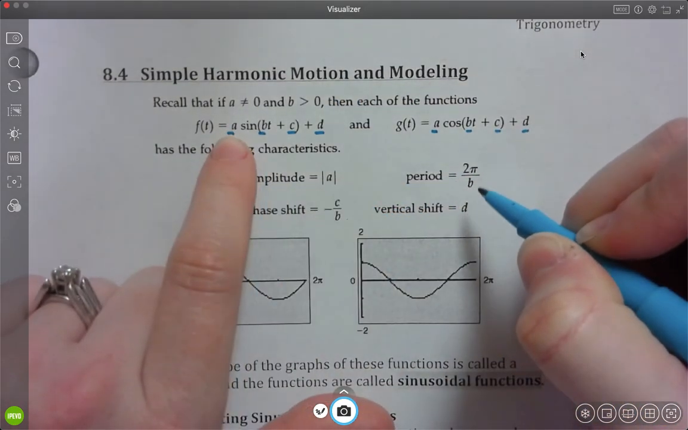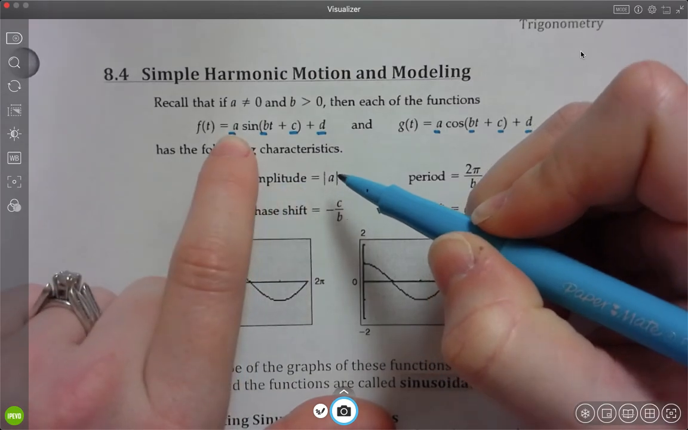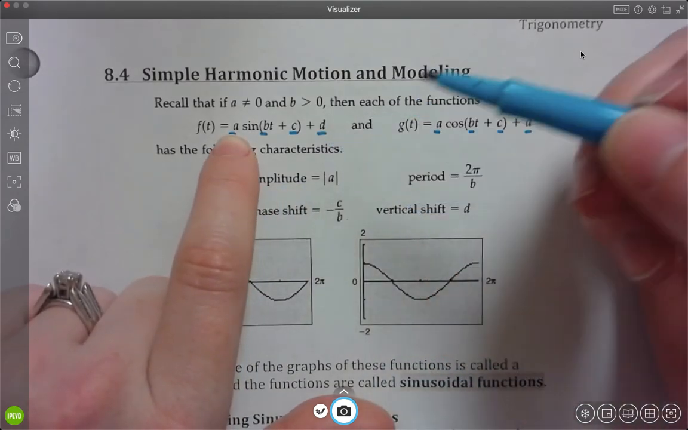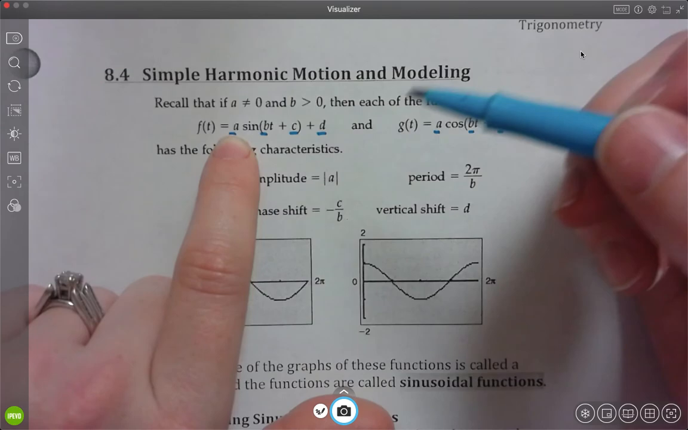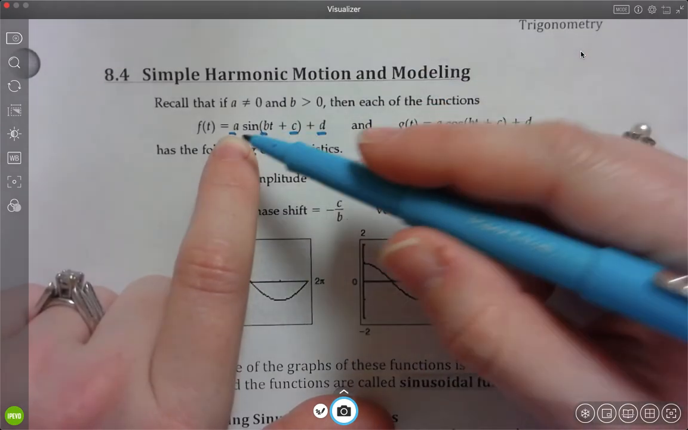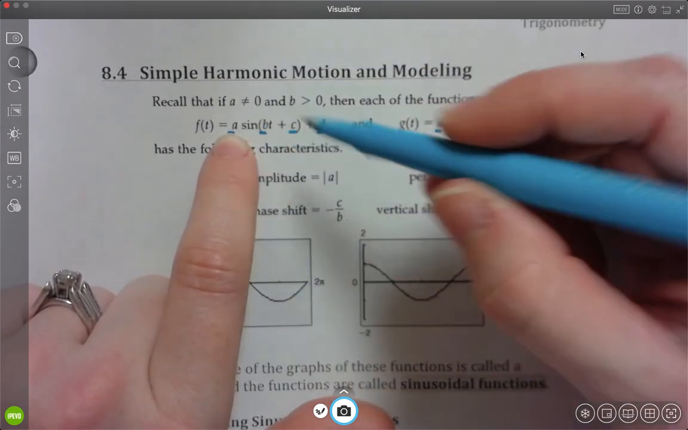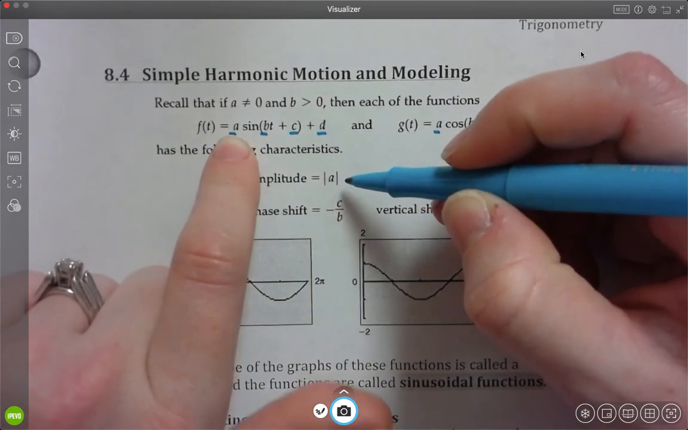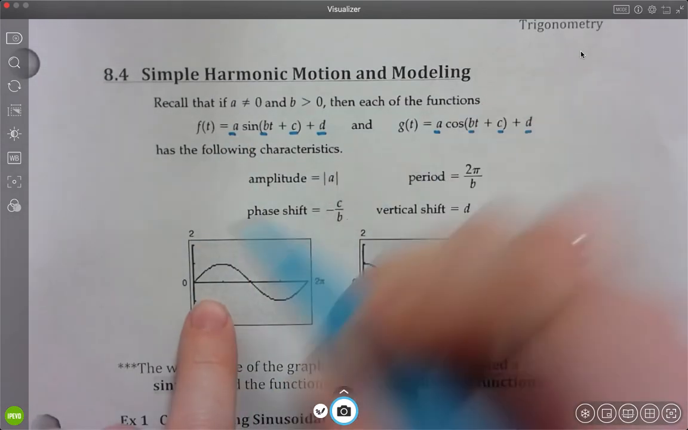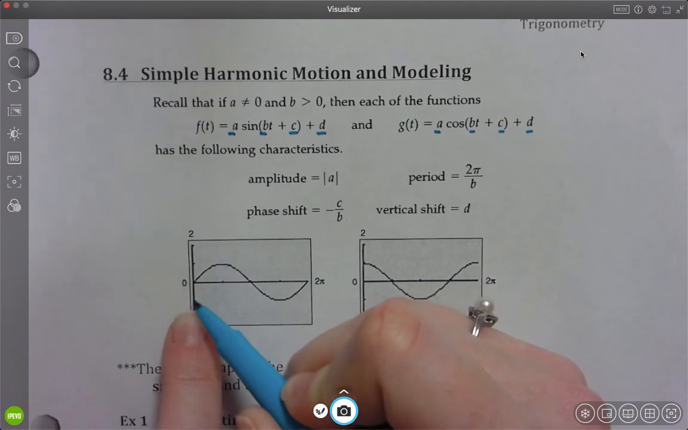When you're finding amplitude, amplitude is just going to be represented by this number A here. But remember that even though sometimes that number will show up as a negative, amplitude is a distance, so it is never negative. What the negative will do is flip the graph of sine down the other direction, so it will go this way instead.